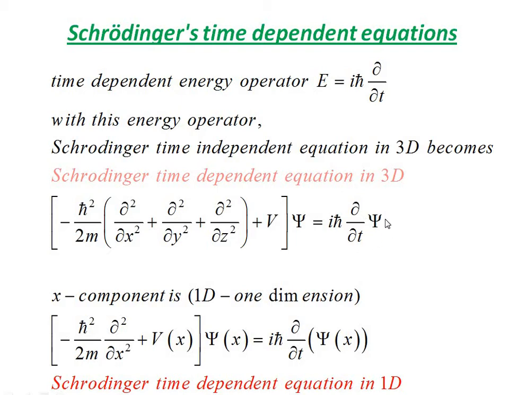This equation is known as the Schrodinger time dependent equation in 3 dimensions, where E is replaced by i h cross dou by dou t. Now by ignoring the y and z components, we'll get the Schrodinger time dependent equation in 1 dimension. That's minus h cross square by 2m dou square by dou x square plus V of x into psi of x is equal to i h cross dou by dou t psi of x. It's the Schrodinger time dependent equation in 1 dimension.